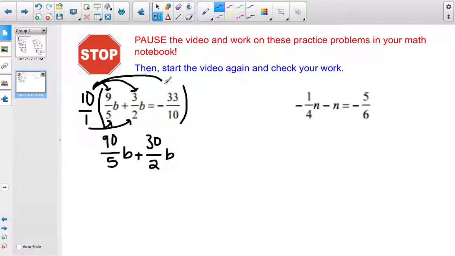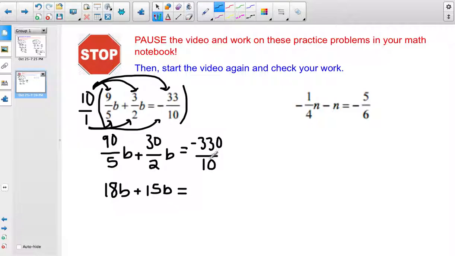And lastly, we're going to do 10 times this negative 33, and we'll have negative 330. And we're going to do 1 times 10, and that will be 10. Now we're going to divide and reduce each fraction. 90 divided by 5 is 18. Keep the b. 30 divided by 2 is 15. Keep the b. And negative 330 divided by 10, you can cancel off those zeros, is just negative 33.